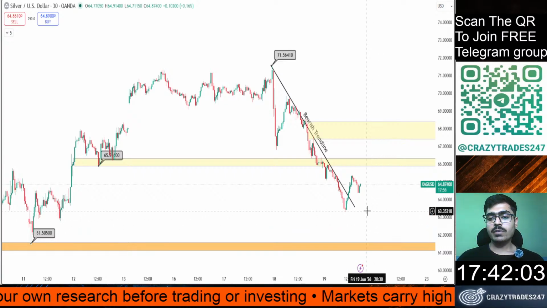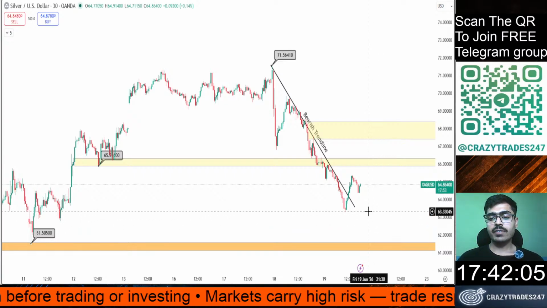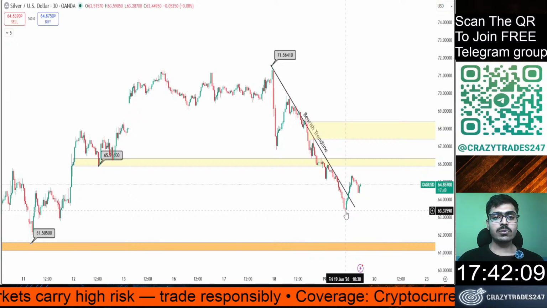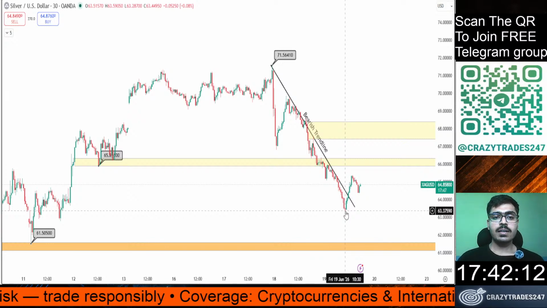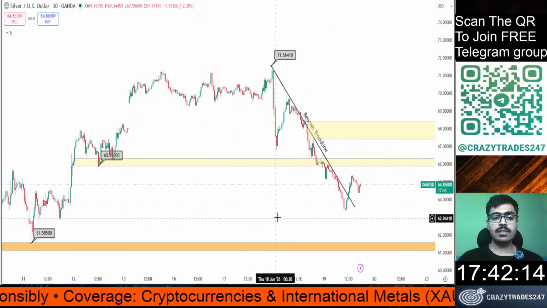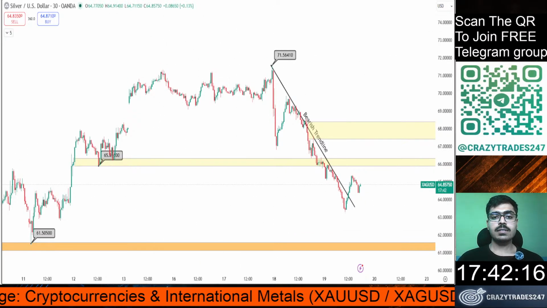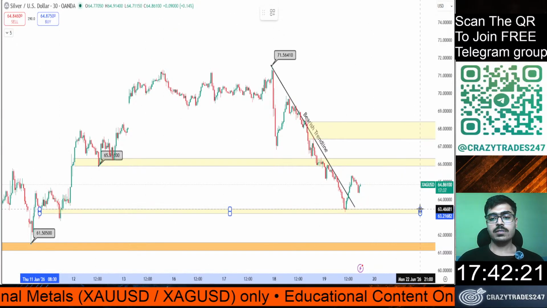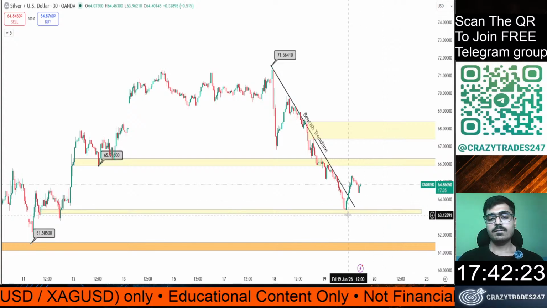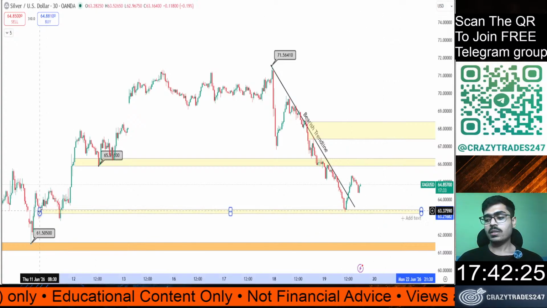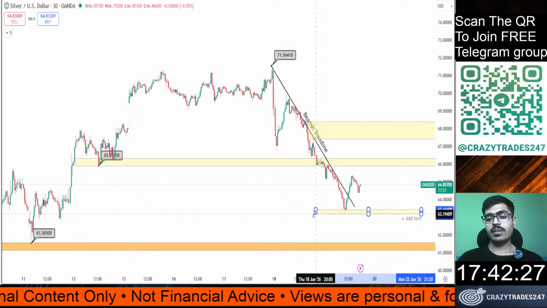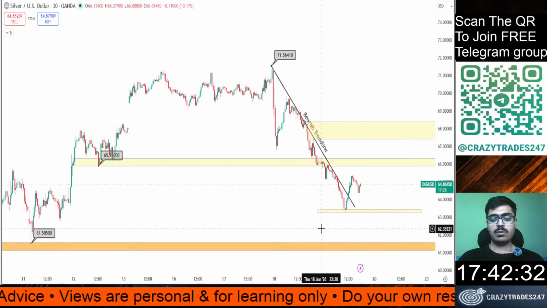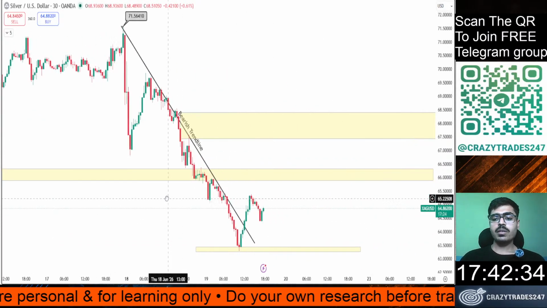immediate support for silver stands at 63.35. That is the low of today. Today's low is 63.287. This is the support that silver has as of now. Yes, this is the support. I don't want to make very long support levels because it seems very messy to me.